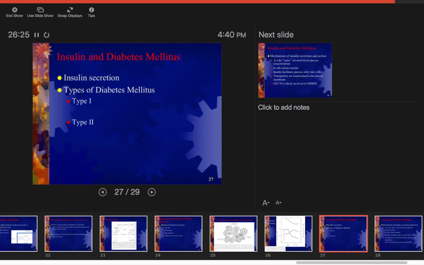Okay, type 2 is different. Type 2 is non-insulin dependent. Although some type 2s take insulin and it works. So that's why we tend to say it's type 2. But type 2 basically involves insulin resistance.